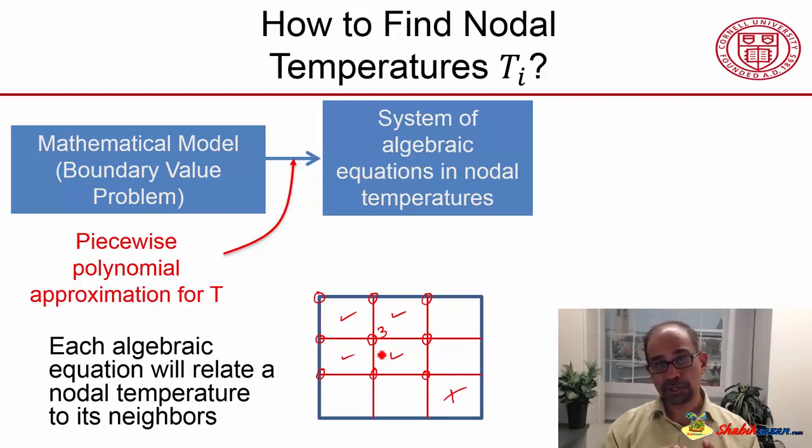And we also know that there's going to be a constant term that comes from heat generation. In this case, we don't have heat generation, so the algebraic equation at this node won't contain any constant term.